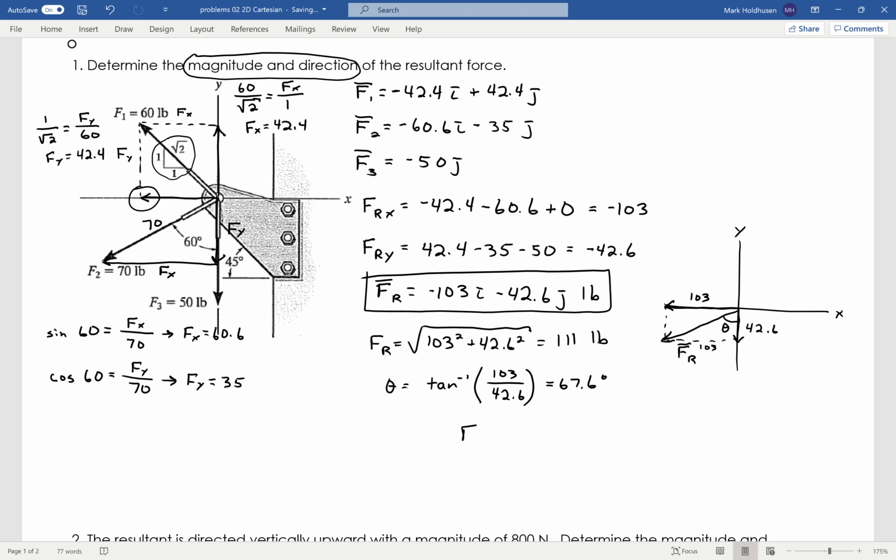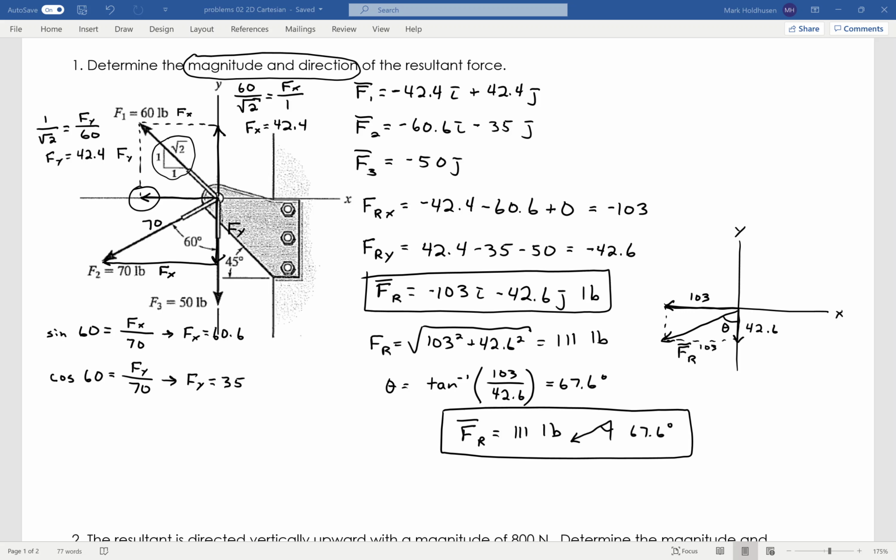So the other way that we can write this result is 111 pounds. That's the magnitude. And then the angle that I'm looking for is this angle right here of 67.6. And again, it's always helpful to put the little picture there to show everybody exactly what angle it is that you're talking about. Now, these two ways to write it are the exact same solution, it's just different ways of writing it. Either is fine, unless, of course, the question, as it did here, asks for both the magnitude and the direction rather than the answer in Cartesian form.